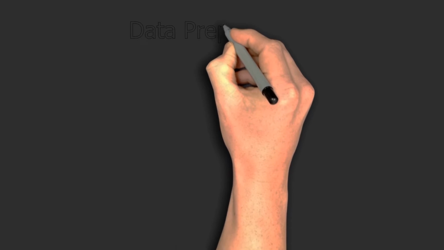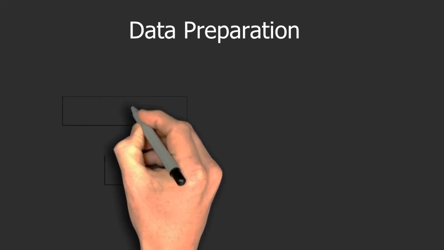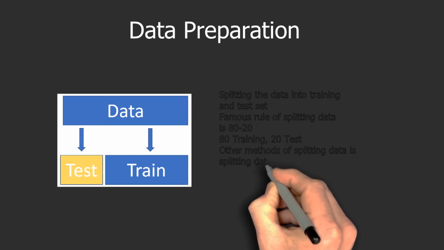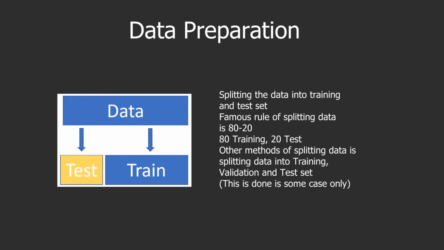Data preparation. After cleansing and transformation of the dataset, the next step is data preparation. It is done by splitting up the dataset into training and test data for the machine learning model. There are many ways we can do this. The best method is to follow the 80-20 rule, where we divide the data into two parts: 80% of data is split for training and 20% of data is split for test data.